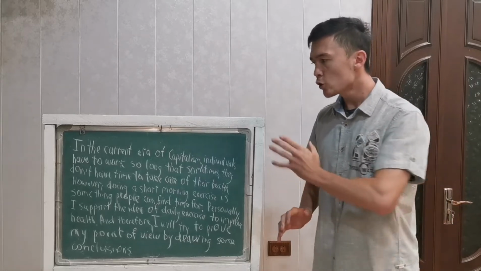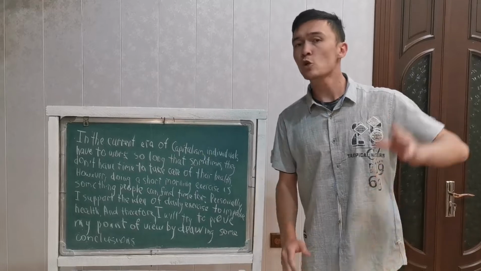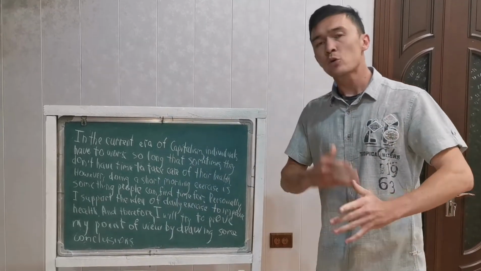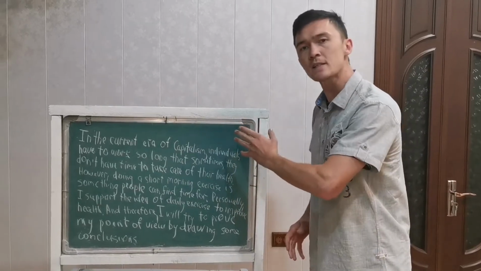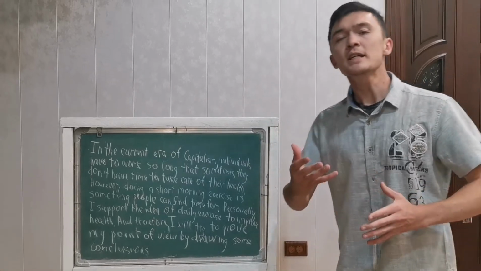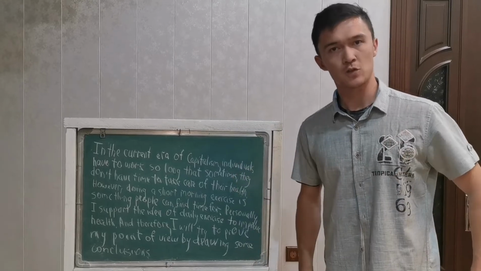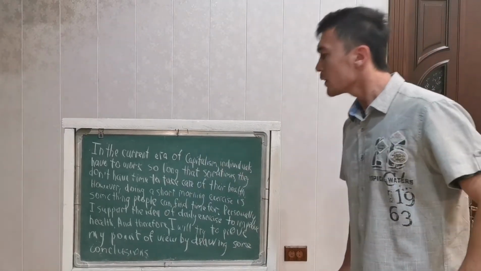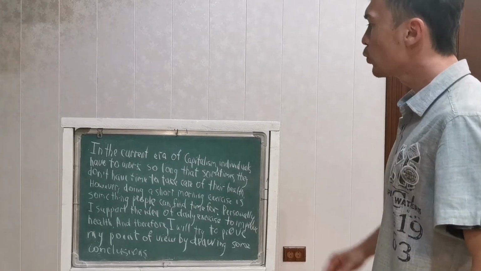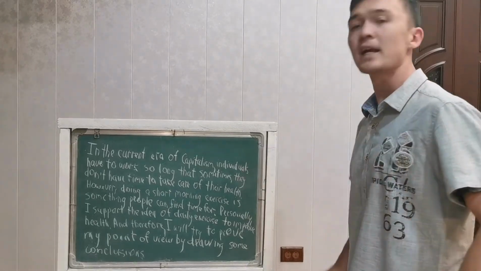So now let's look into an introduction example which I made for the topic which you saw a bit earlier in my video. So as the topic is asking about improvement of health, in my first sentence I try to give general information about the current importance of people's health in their lives. So what I wrote: in the current era of capitalism, individuals have to work so long that sometimes they don't have time to take care of their health.